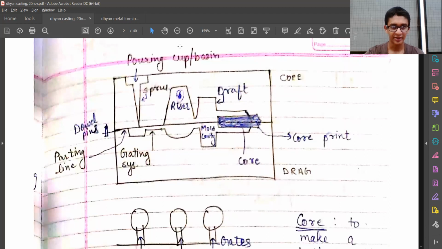In the next video, we'll start with the general diagram of a casting process.